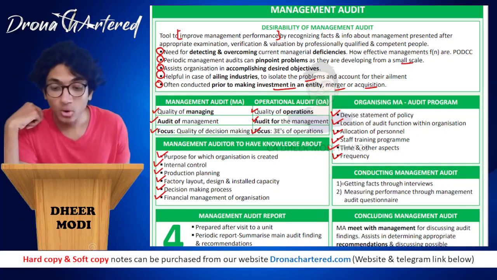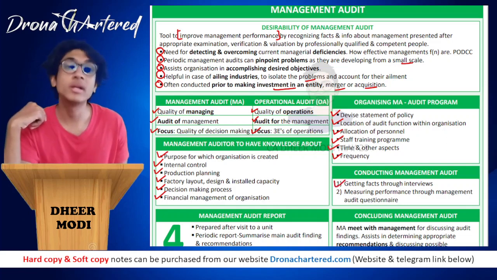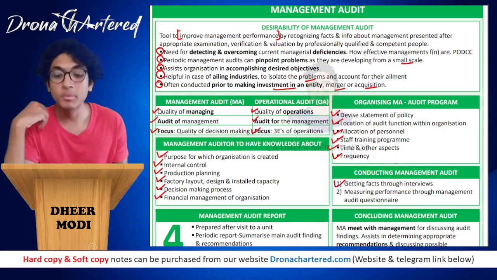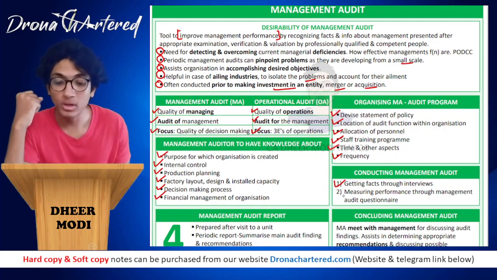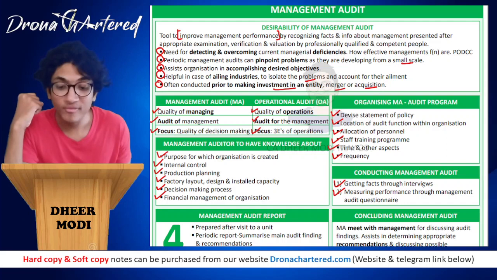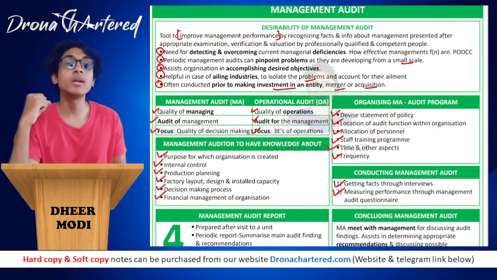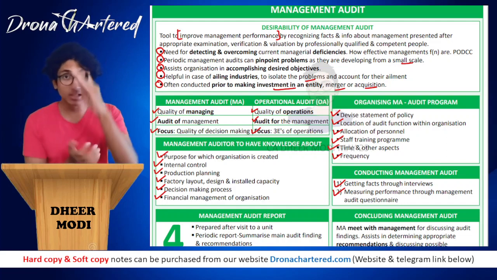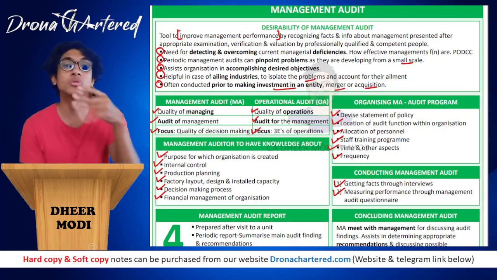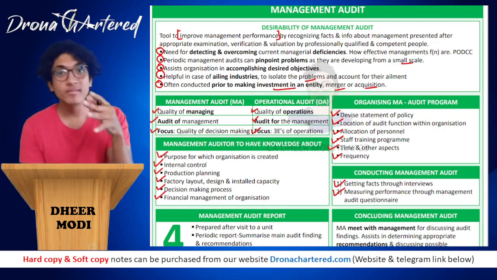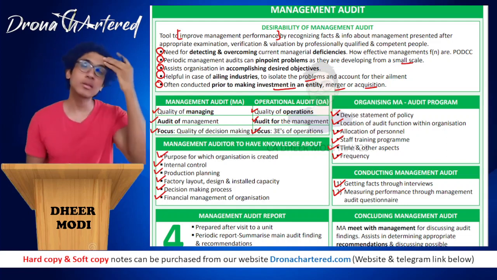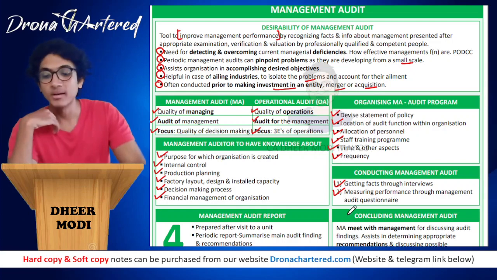Conducting a management audit. So first is getting facts through interview. It is only when you talk to people that you will understand and get some knowledge. So that is getting facts through interview. And next is measuring performance through a management audit questionnaire. Either you will give them a questionnaire where you have questions in the form of yes, no, or not applicable, and people can mark their answers so that you have a broader understanding.